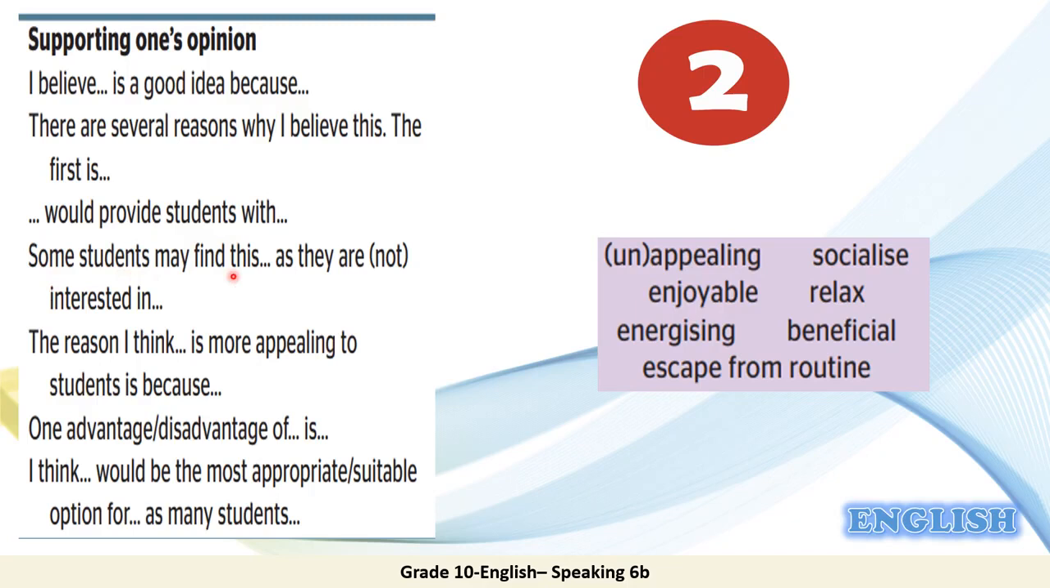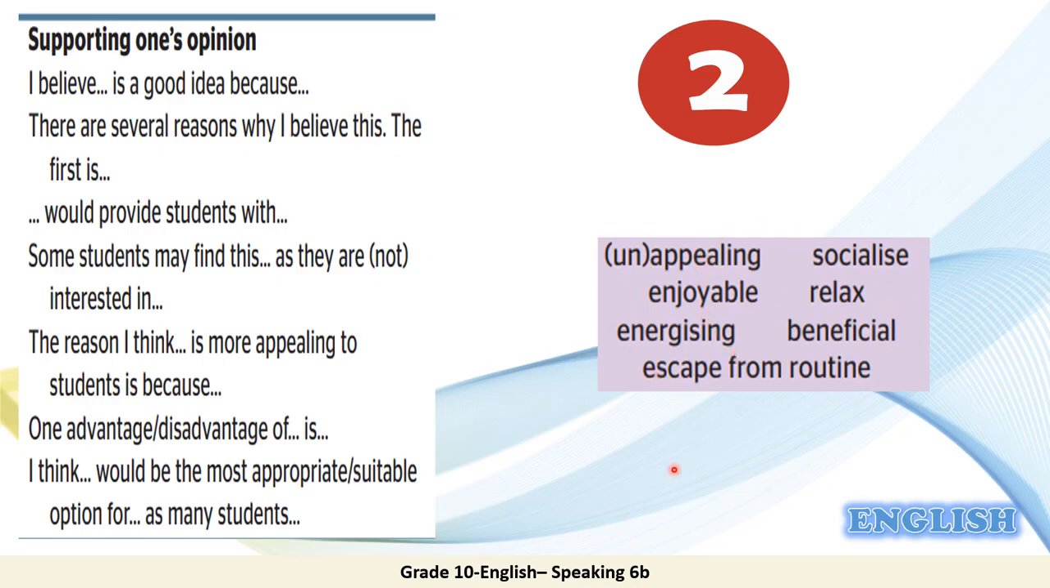Some students may find this, for example, appealing, as they are not interested in, for example, doing physical activities. The reason I think having an outdoor cafeteria is more appealing to students is because, and use one of the words in the box. I think that you got the idea. So I'm going to give you some time. I need you to pause the video for 2 minutes and try to put together these sentences and use the words we have in the box.